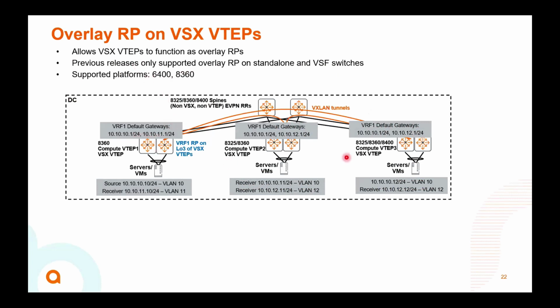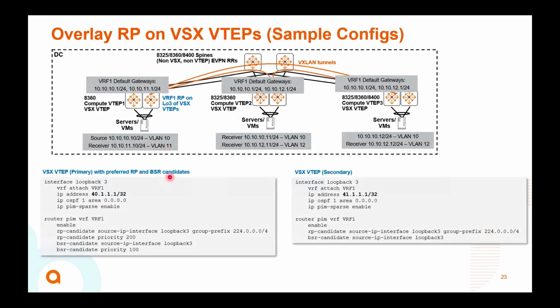So in this example, I have 3 racks in the data center. Rack 1 is VSX, so that can function as the RP for VRF1 in the overlay for these 2 other racks. So I'm going to use loopback 3 of this VSX VTEP. This is what the sample config looks like.